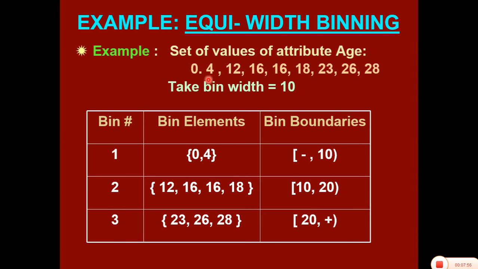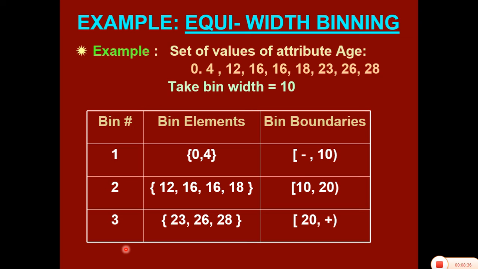From 0 to 10, the values are 0 and 4, which will come in bin 1. From 10 to 20, the values are 12, 16, 16, 18, which will come in bin 2. And the values 23, 26, 28, which are greater than 20 but less than 30, will come in bin 3. So in bin 2 all the values are greater than or equal to 10 and less than 20. For bin 1, the values are greater than or equal to 0 and less than 10. So this is the difference between the 3 bins.